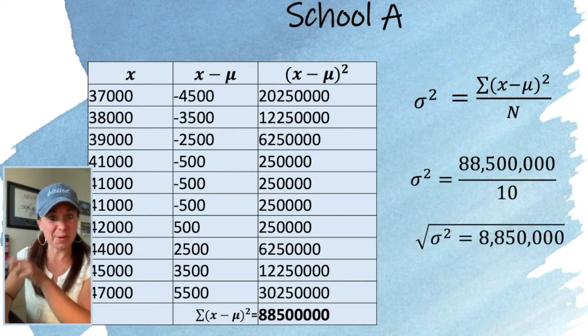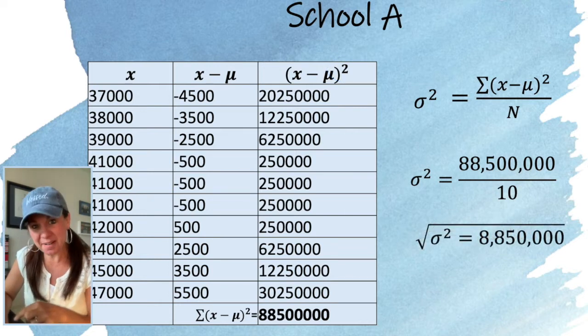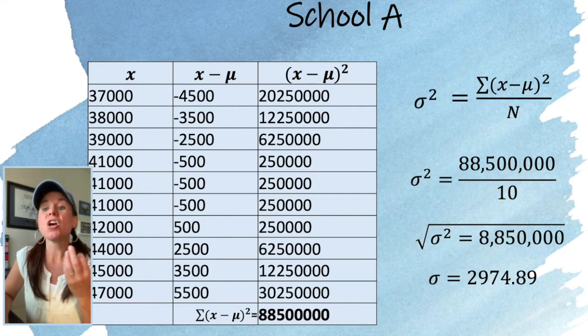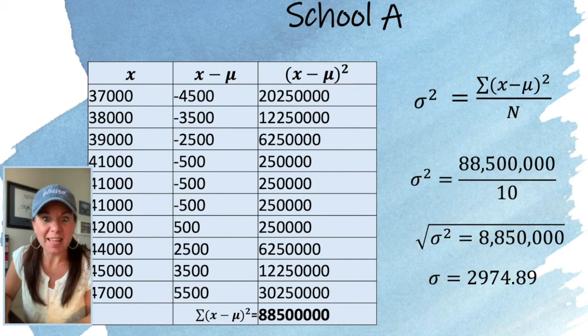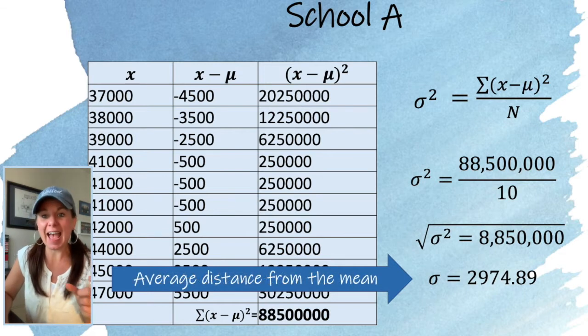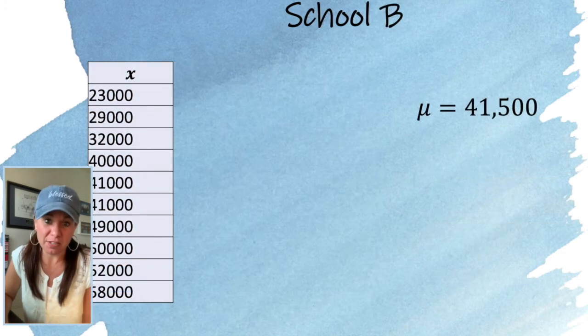by taking the square root. We're going to take the square root of the variance, and that gives us sigma, not sigma squared now, just sigma equals about $3,000. That makes more sense. That's called the standard deviation. Or you could also think about it as the average distance from the mean. Okay, standard deviation. Let's walk this through for school B.